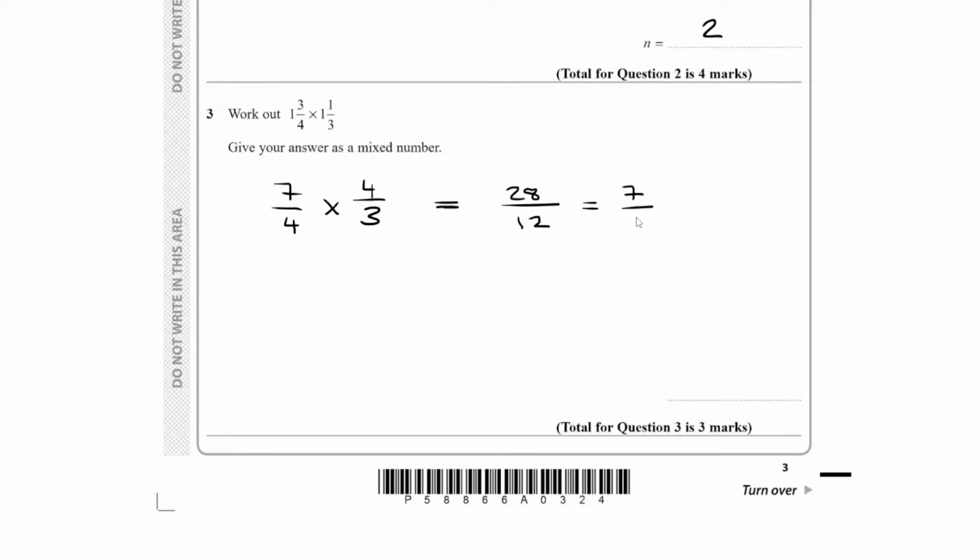So I'd get 7 over 3 and then convert it into a mixed number. So how many 3's go into 7? 2 whole ones, but then I've got a remainder of 1. So yeah, as you said, 2 and 1/3, exactly. That's what I would do, 2 and 1/3. So 3 marks there.